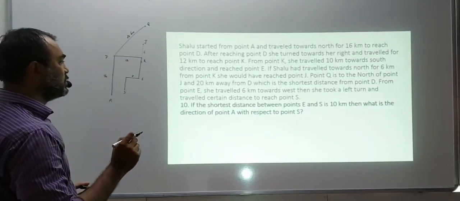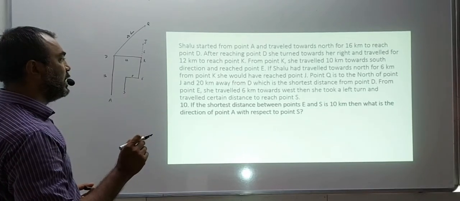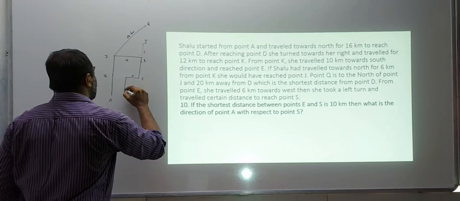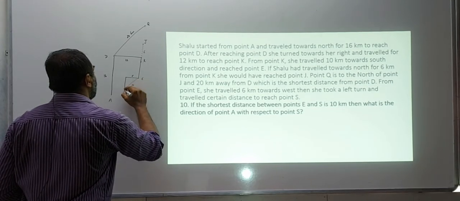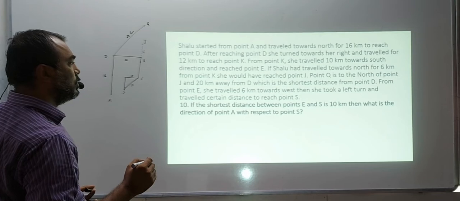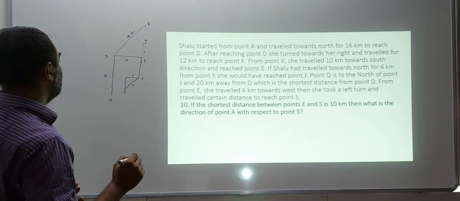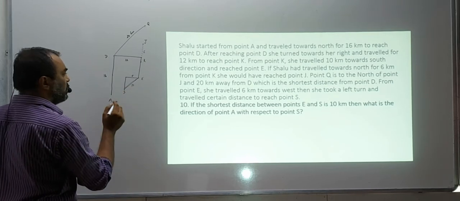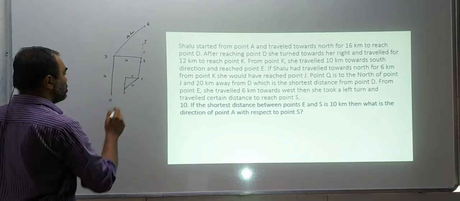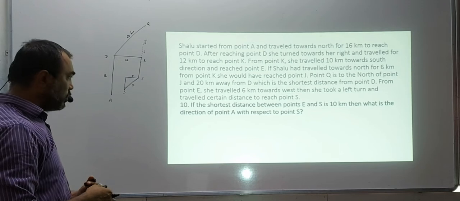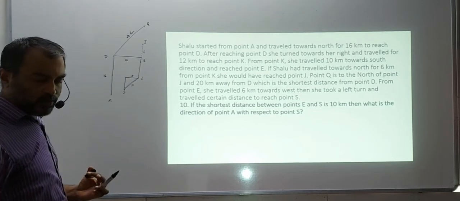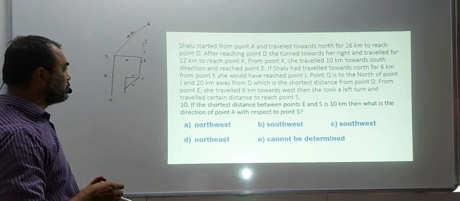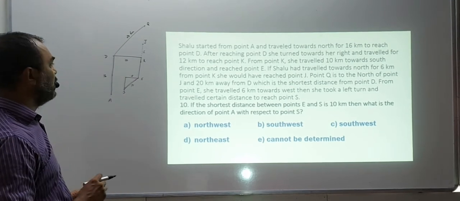If the shortest distance between point E and S is 10 kilometers, then what is the direction of point A with respect to S? I have drawn S here, but based on the conditions, I have to find in what direction S is from point A. But this is a rough diagram. Still, we have not played with the data. So now let us see with the data.